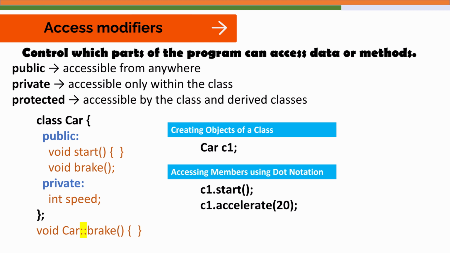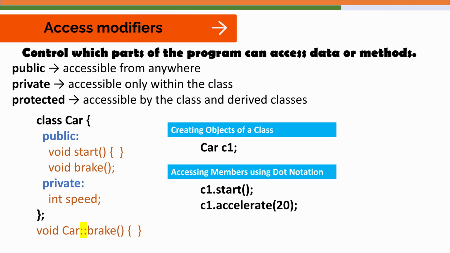Now that we have seen how access modifiers work, let's see how they affect the way we interact with objects in a program. When we define a class, we are essentially creating a blueprint. So the class defines the structure, the data and functions, but it doesn't actually create anything by itself. So to create a usable object, we must instantiate it.